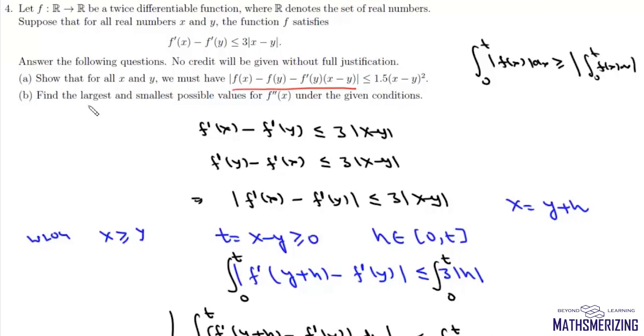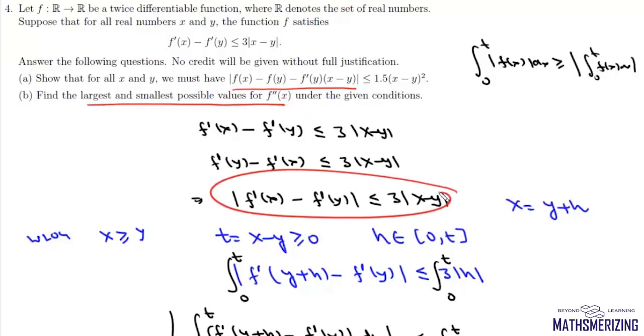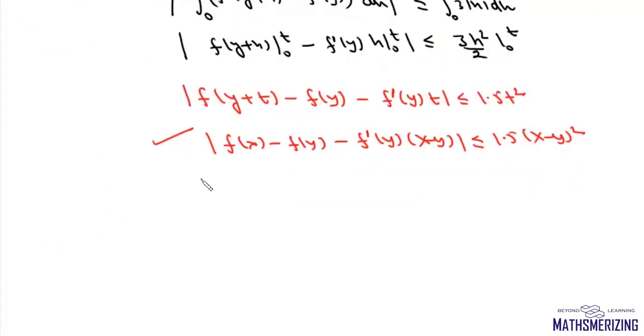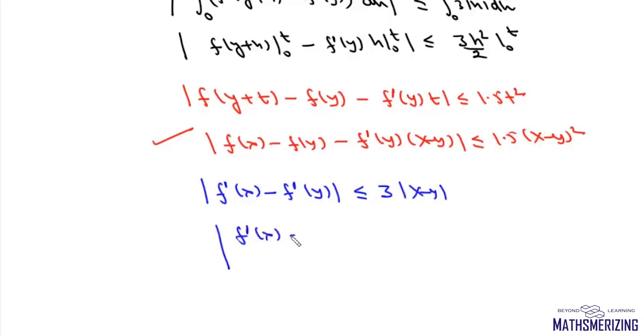Now, B part is find the largest and smallest possible value of f double dash x under the given condition. So, for that, we'll use this condition, which is mod of f dash x minus f dash y, it is less than or equal to 3 mod of x minus y. Now we can also write this as mod of f dash x minus f dash y upon x minus y, it is less than or equal to 3.